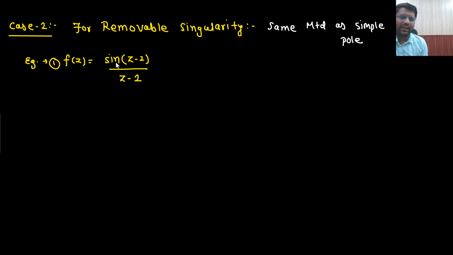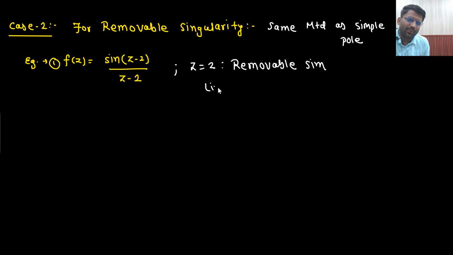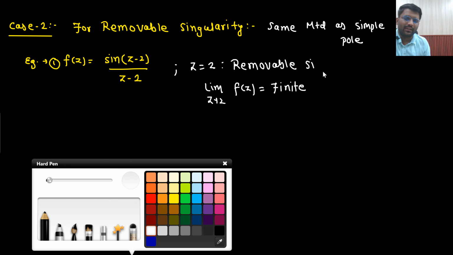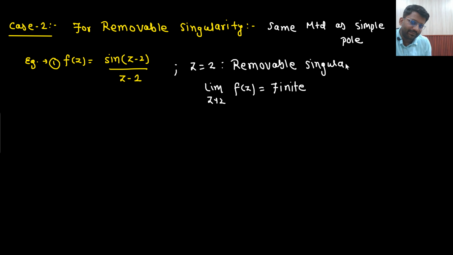That we will see. So you already know that at z equals 2 I will get the singularity, but that would be a removable singularity, right? Why is it removable? Because if I find the limit as z tends to 2 of f(z), I get a finite answer. That means it is a removable singularity.